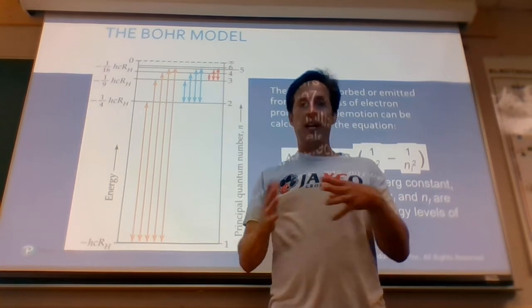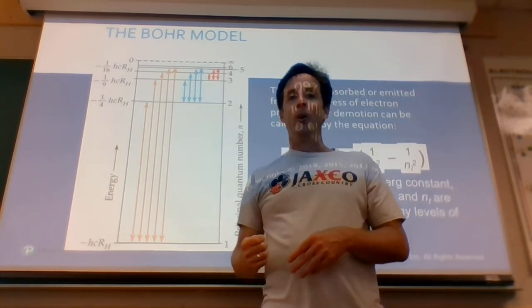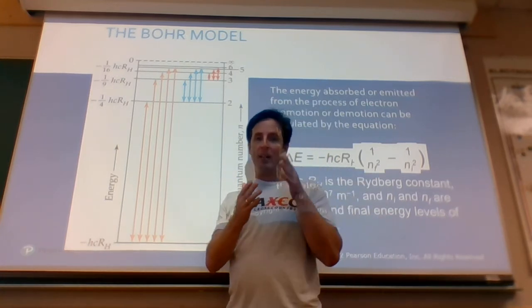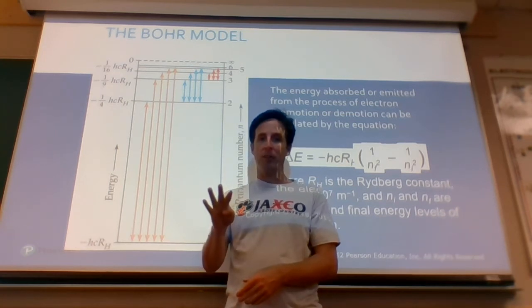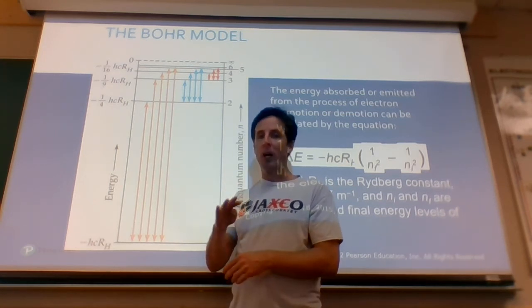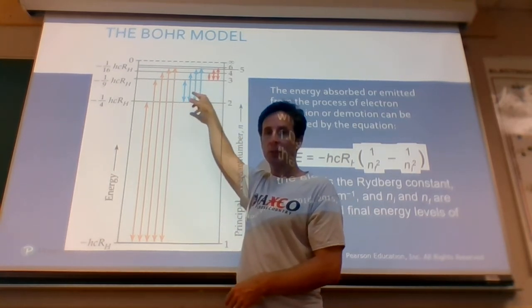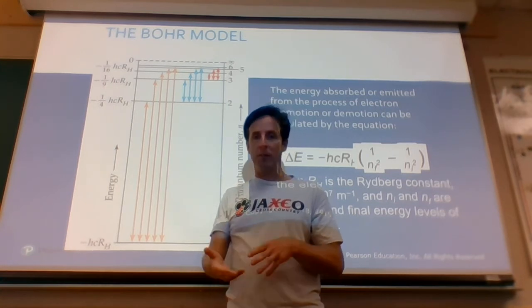A hydrogen lamp will give off 4 different colors. Now, if we look at the lamp, we only see the overall color, but if we send that light through a prism, it would be separated into 4 distinct colors. Those 4 colors come from 3 to 2, 4 to 2, 5 to 2, and 6 to 2. Those are the transitions that correspond to the wavelengths of those colors.